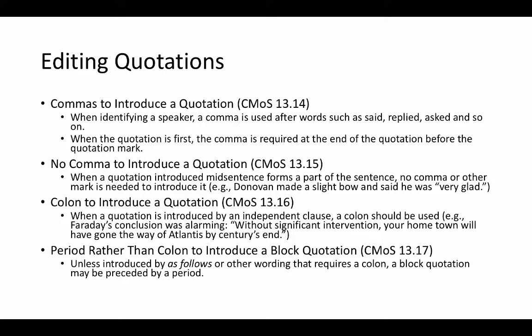No comma after said. You can also use a colon, but only when the introductory part of the quotation is an independent clause. So here's an example: Faraday's conclusion was alarming. Independent sentence, colon, and then here comes the quotation mark. Unless it's introduced by "as follows" or other wording that requires a colon, a block quotation may be preceded by a period. So you don't need to use a colon unless you say the following. So-and-so said the following, here comes a block quotation, or some other requirement for a colon. You can just use a period.